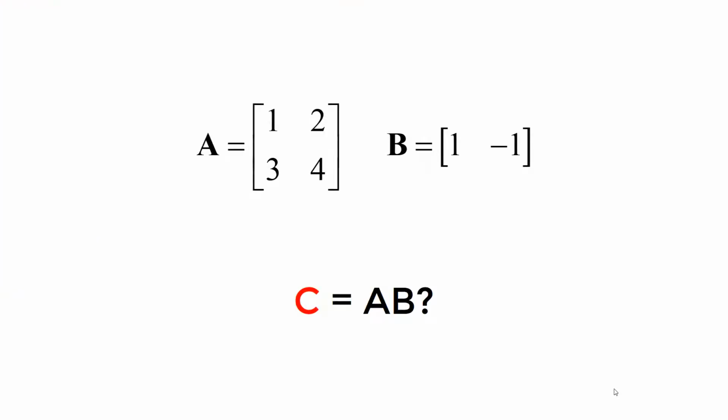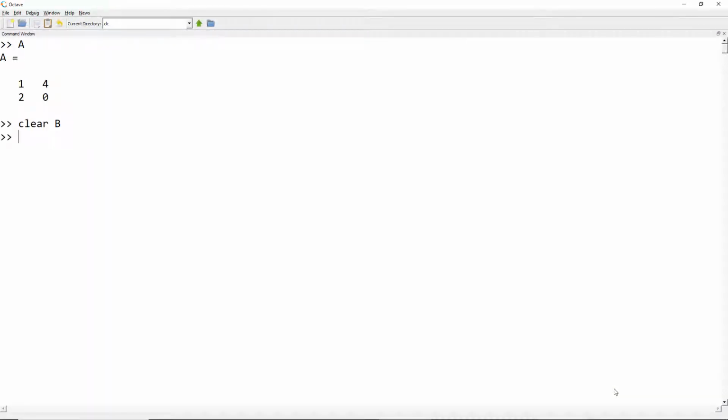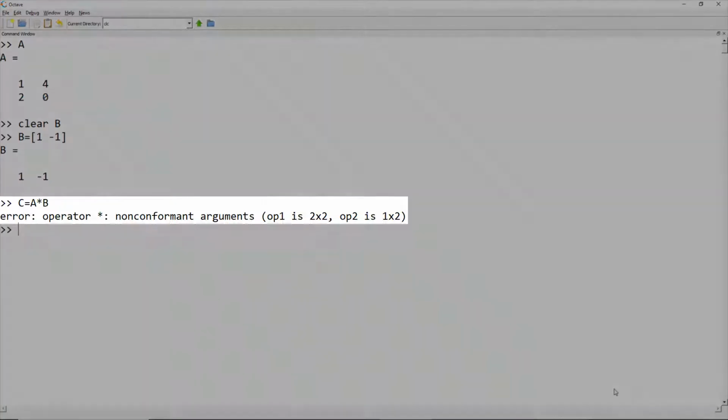What about given matrices A and B? Since the column size of A is different from the row size of B, you cannot multiply. Let's see what happens in the command window. As expected, it ends up with error, saying inner matrix dimensions must agree.